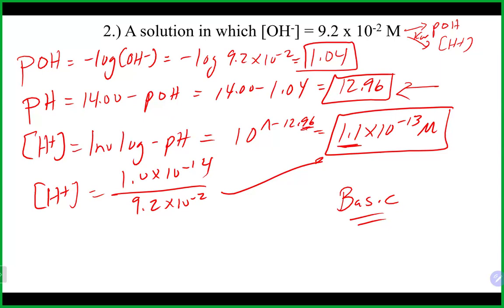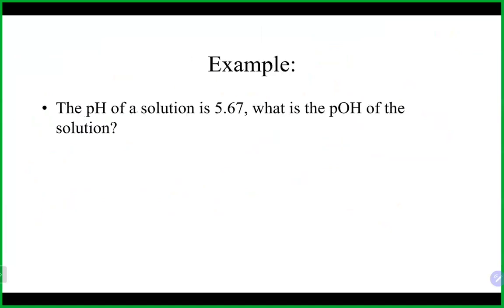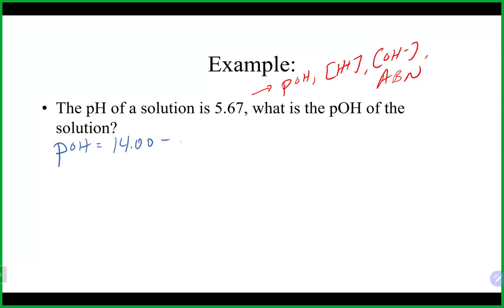Let's try a few more here just to make sure. If you have the pH is 5.67, let's also do it all here. What would be the POH? What would be the H plus concentration, OH minus concentration, and is it acidic? All right, so I'm going to start with POH here, since that was originally what was asked for. The easiest way to get there is to take 14 minus the pH, since we already have the pH given to us, 5.67. And that's going to get us 8.33 in this case.